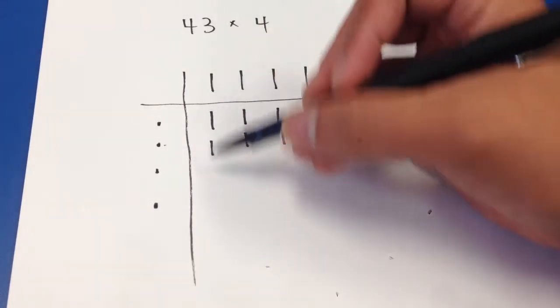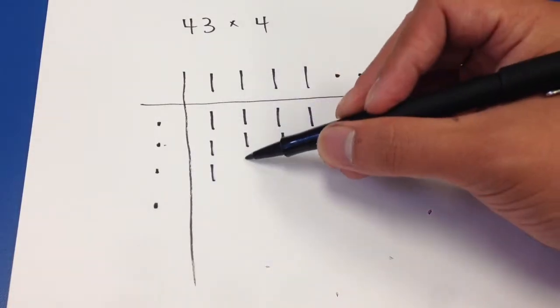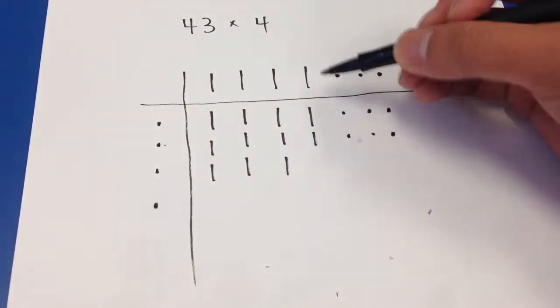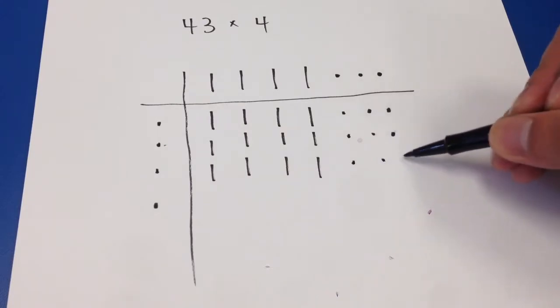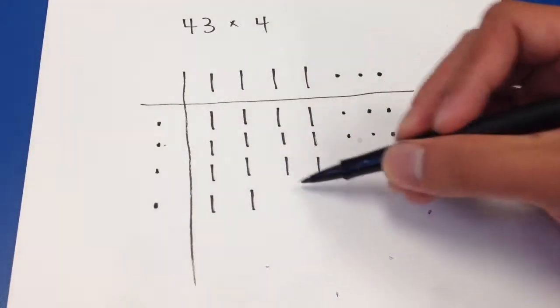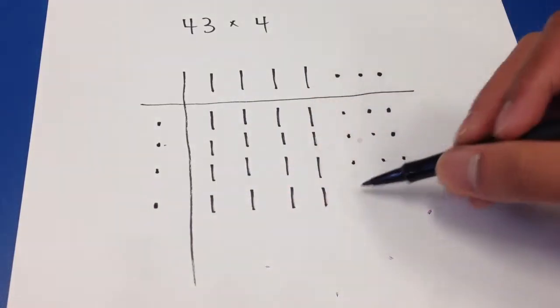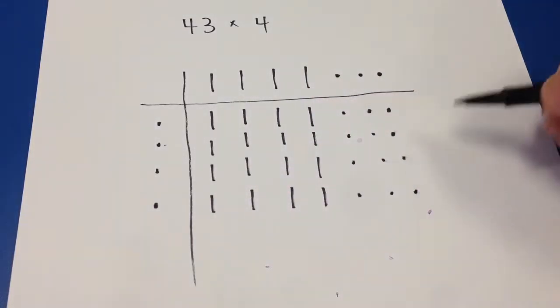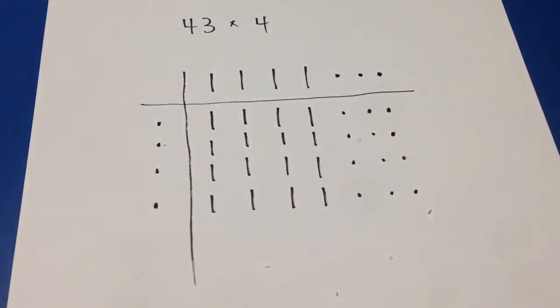And same thing in this row. 1 times 10 is 10, four times, and then 1, 1, and 1. And then the same thing in this row again. 1 times 10, 10, 10, 10, 10. 1 times 1 is 1, 1, and 1. So here's my answer, but how am I going to represent that?